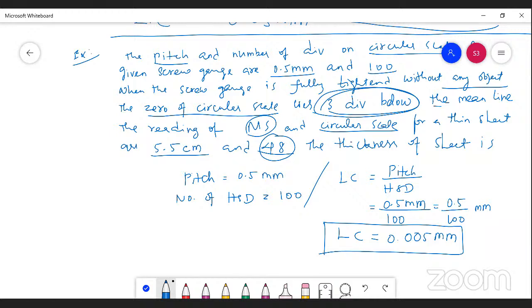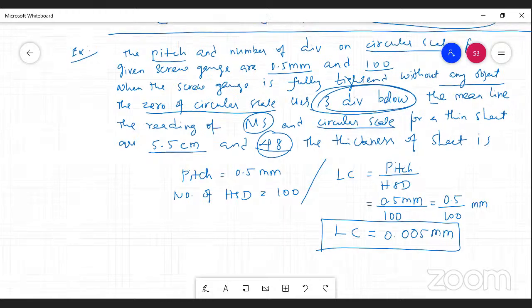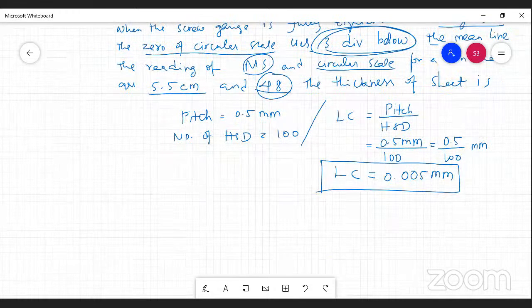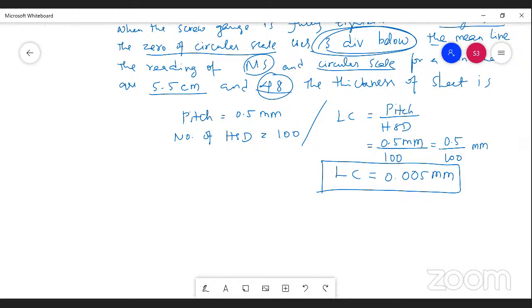Pitch value is 0.5 millimeter. Number of head scale divisions is 100 in the given data. So least count is equal to pitch divided by HSD, 0.5 millimeter divided by 100, which is equal to 0.005 millimeter. This is the least count. Now I want to calculate the error value. The circular scale zero lies 3 divisions below. Below means a positive error. So the error is positive.